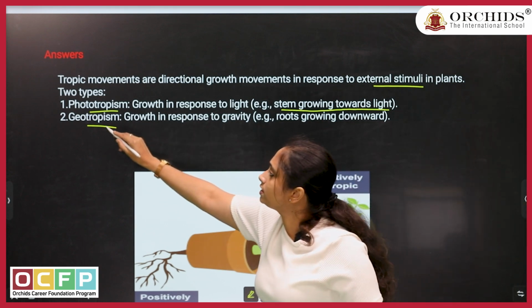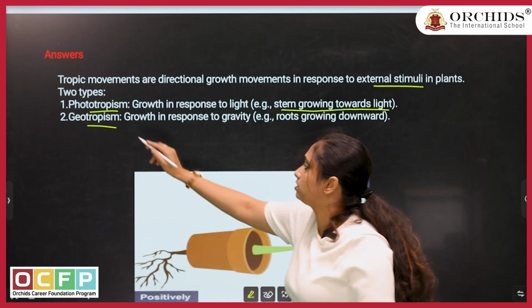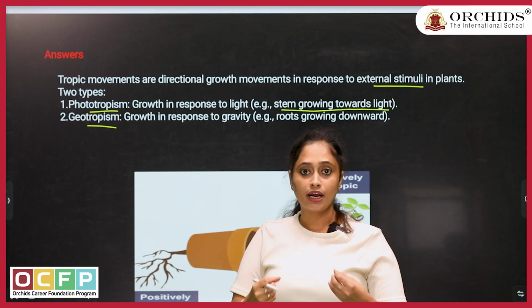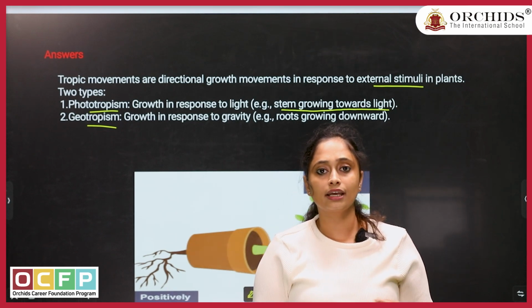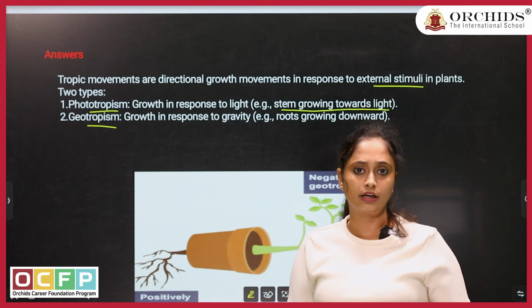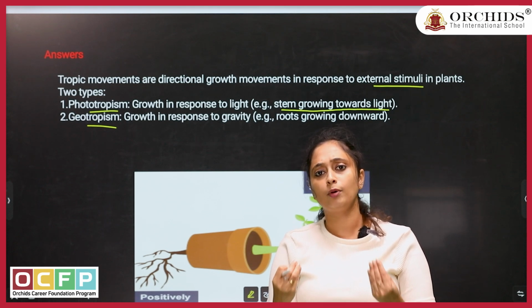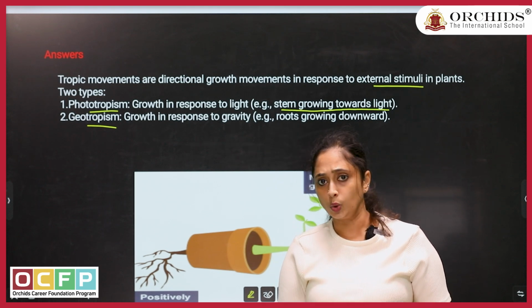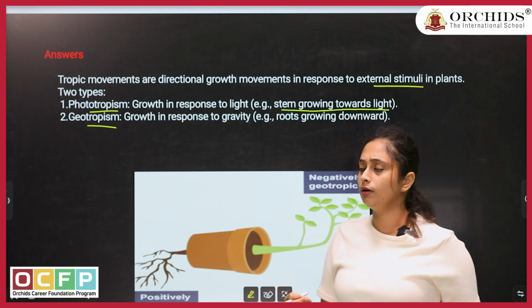Now, come to the second tropic movement, which is geotropism. Geotropism is in response to gravity, growth towards the direction of gravity. Which plant part is growing in the same direction as gravity? That part is the root. Definitely it will be the root only.